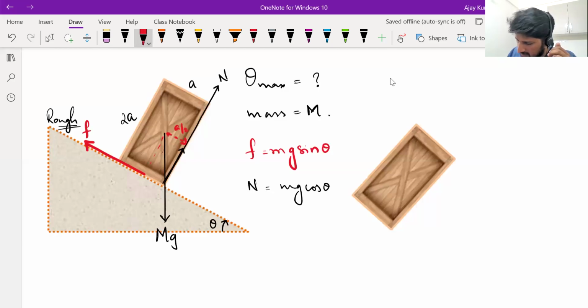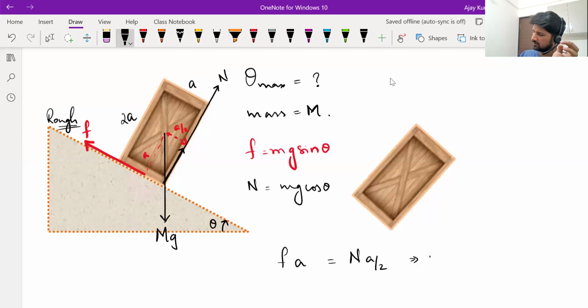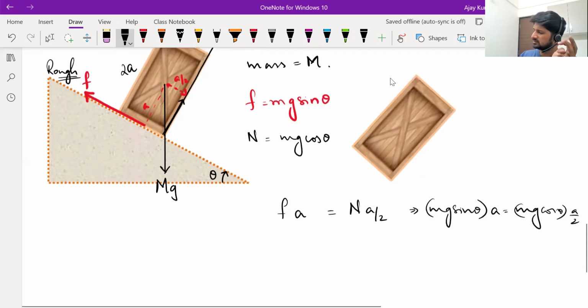Friction's line of action is at a distance a from the center. That's all. Balancing torques. Small f, friction multiplied with a, should be normal force multiplied with a by 2. Friction is how much? Mg sine theta into a should be equal to mg cos theta into a by 2. A cancels, mg cancels, you get tan theta is equal to 1 by 2.